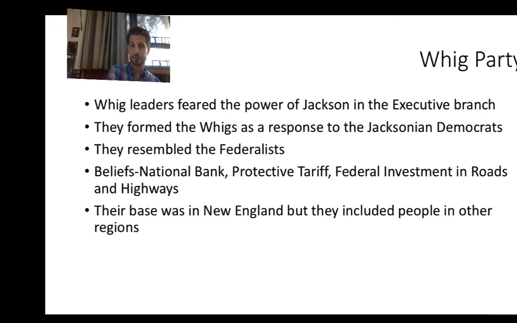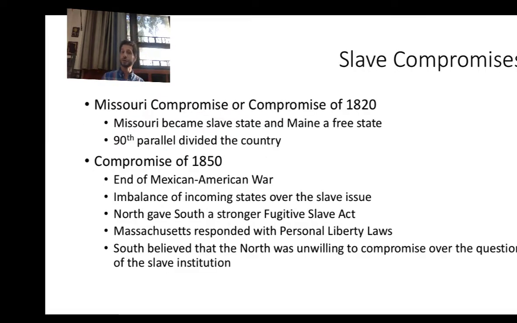Their political base is in New England, but they did have other people voting for them in other regions. This is where we finally get the two-party political system. Now, from here on out, America will have a two-party political system. It's going to change in who's in the political parties, but this is really the beginning in the 1830s of our two-party political system. So what eventually then does create the two-party system we have today, Republicans and Democrats?